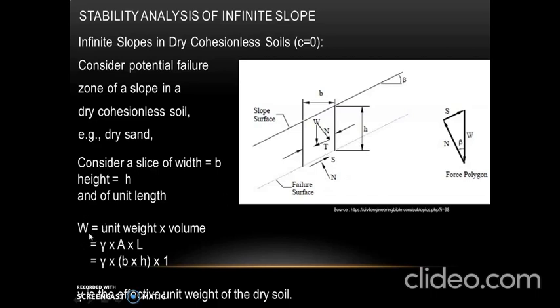Now the weight W can be calculated using the formula unit weight into volume, because we know that unit weight is weight divided by volume. So weight will be unit weight into volume. Unit weight is denoted by gamma, into volume, which is area of the slice into length. Area of the slice is breadth into height, so it is b into h, and length is unity, that is 1. And here gamma is referred to as the effective unit weight of the dry soil.